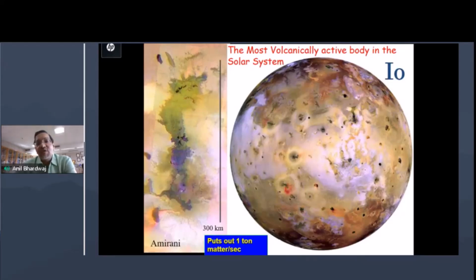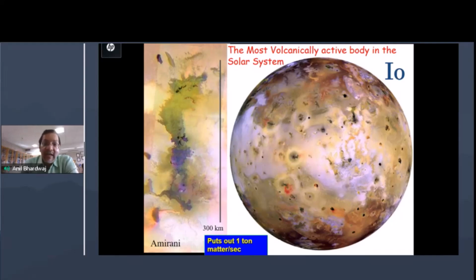I was talking about satellites of our solar system, and one of the very unique satellites of our solar system is Io, or Eo. It depends upon how you pronounce it. And this is actually the most volcanically active body in the whole solar system. It emits almost 1 ton of matter per second through volcanic activity.